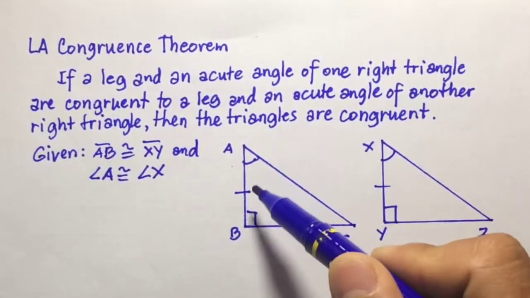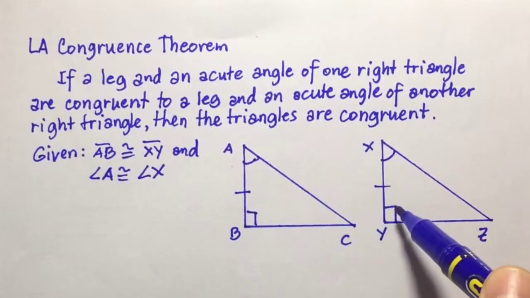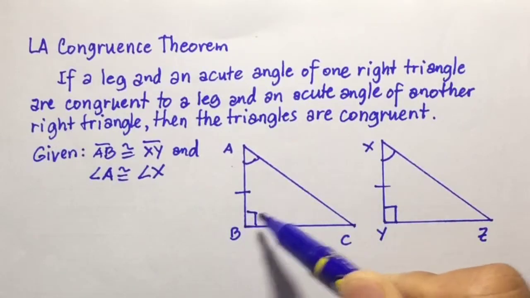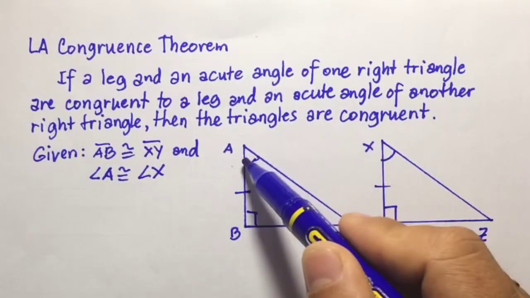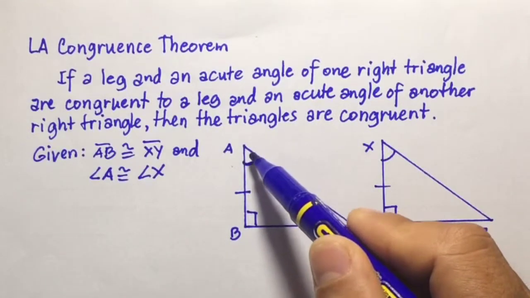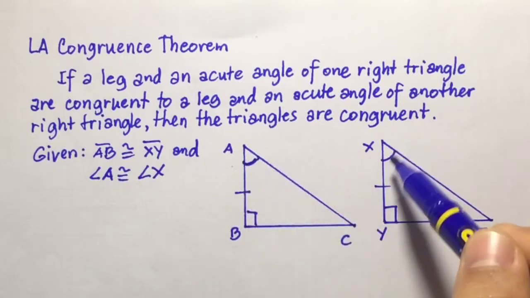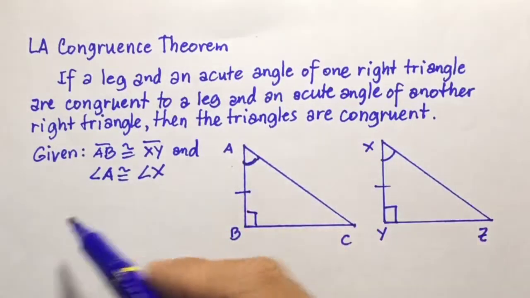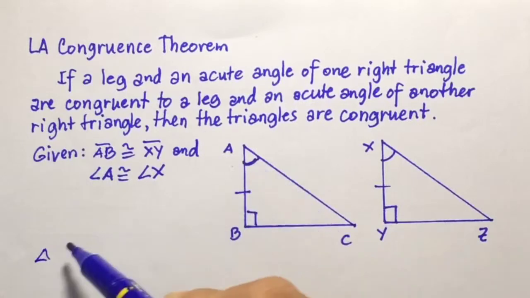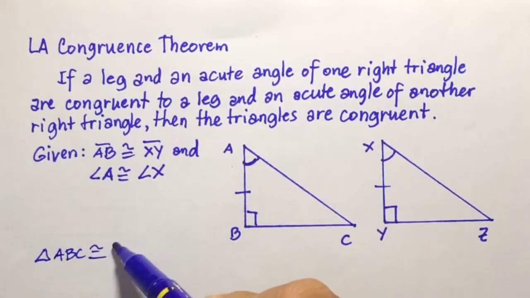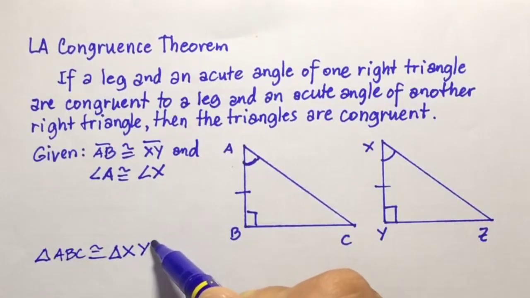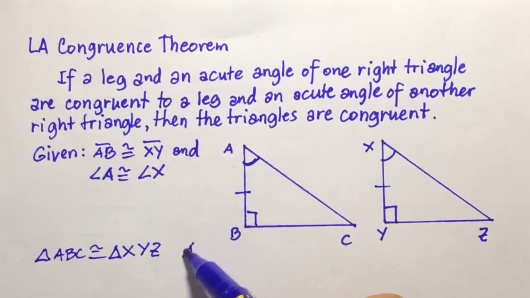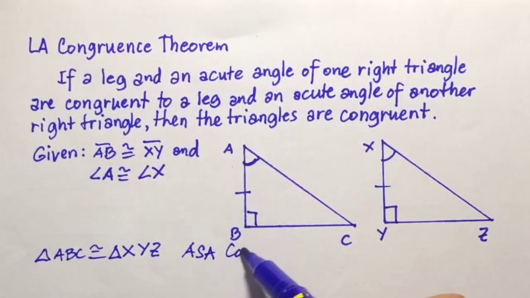Now, since these two angles here, angle B and angle Y, are right angles, meaning these angles are also congruent. So in here, we are just applying the ASA congruence postulate. So we can say that triangle ABC is congruent to triangle XYZ. This is by the ASA congruence postulate.